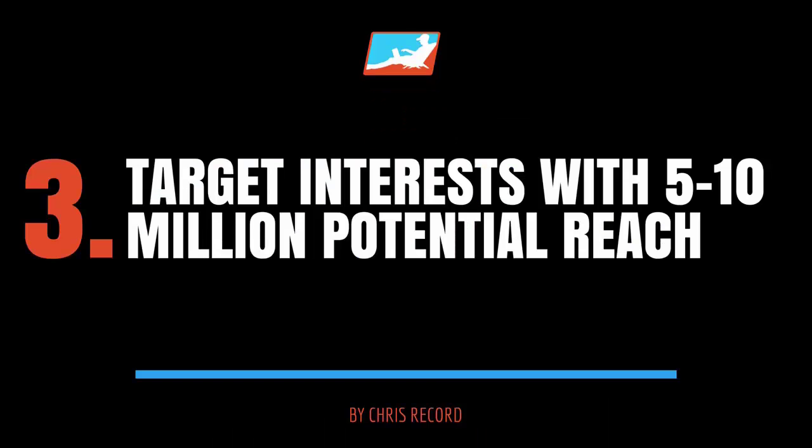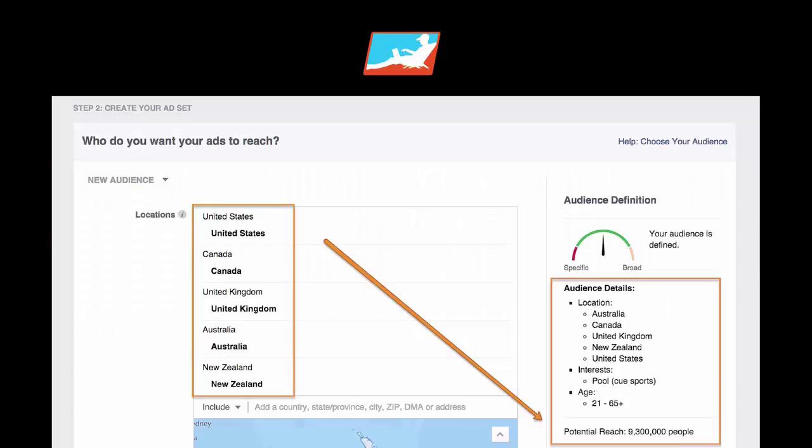Number three, target interests with 5 to 10 million potential reach. Okay, 5 million is the sweet spot. Now, if you're in a micro niche, this can be done with 1 million in your potential reach, but really the sweet spot is going to be 5 million, and I really like to go 5 to 10 million in my potential reach. Okay, so here's a little bit what that looks like.